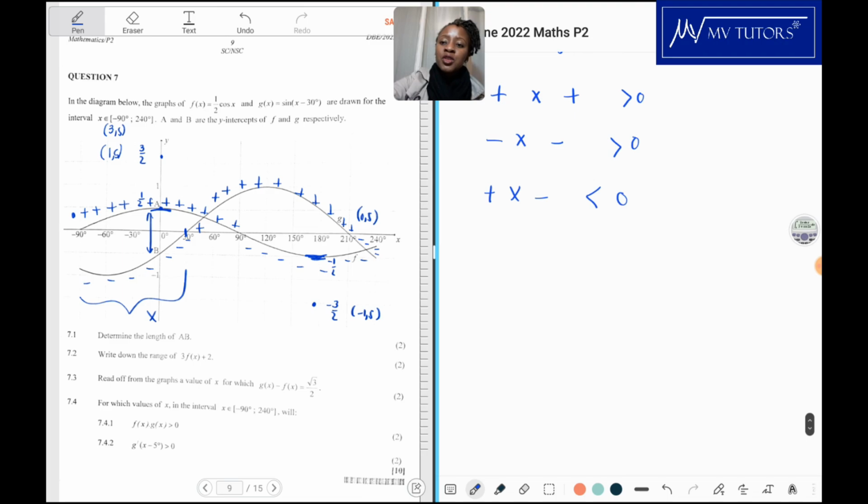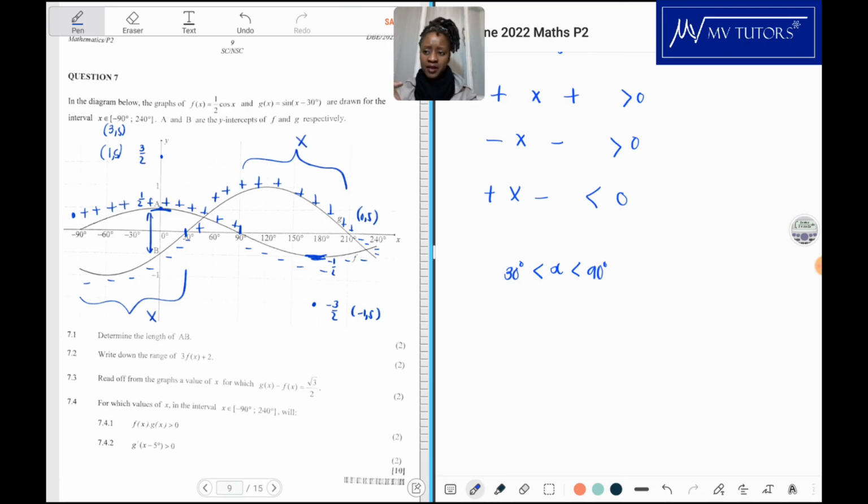So our solution actually starts there by 30 degrees, but we don't include 30 degrees because they didn't say it should be equal to 0. They said it should be bigger than 0. And then from 30 degrees up until 90, we have positives. You see that? But 90 is not included, or else you get a 0. And then as you move on, from 90 up until 210, there's still no solution because you have positive and you have negative.